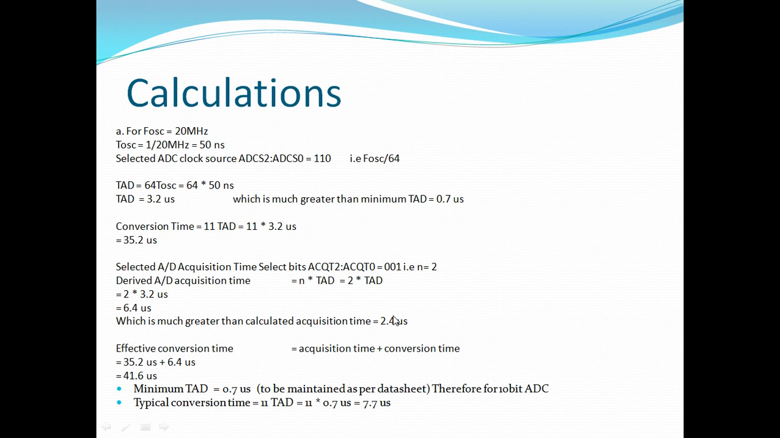So 6.4 microsecond is greater than this typical value, and you can add these two values to get the effective conversion time, that is the total time which is required for the ADC module to convert your analog quantity into digital form. So typical conversion time, 11 into TAD, is the typical time, and we have a higher value, so that we can use this 10-bit ADC for analog to digital conversion.